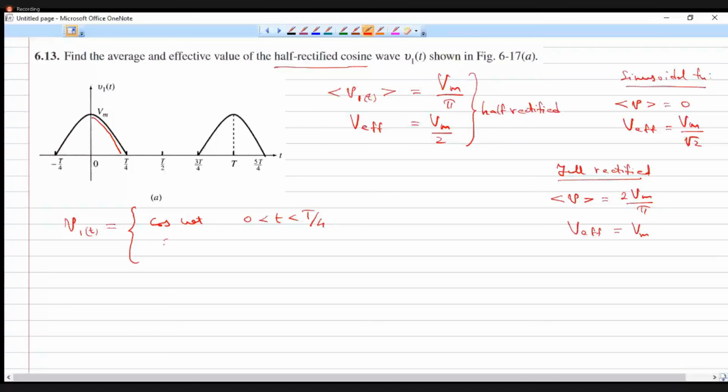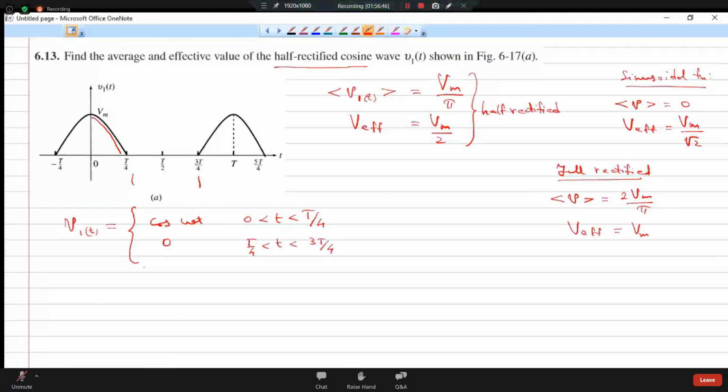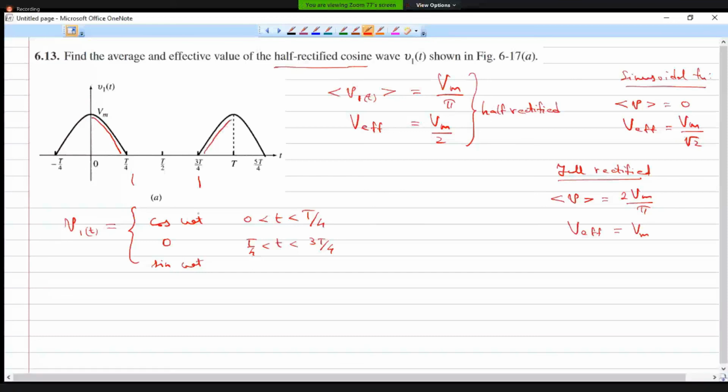and it is carrying a value 0 for t ranging from T by 4 to 3T by 4. And it is having the shape of a sine omega t, right? Now this is like a sine function for the remaining. So that will take the value of sine omega t from 3T by 4 to T.